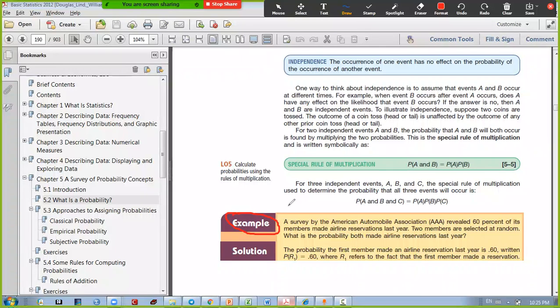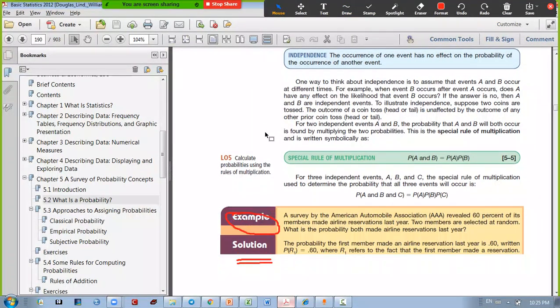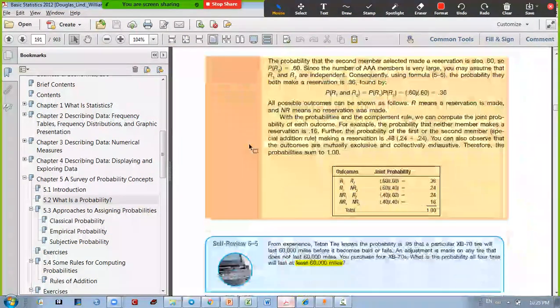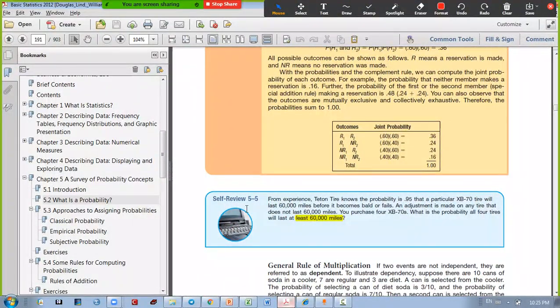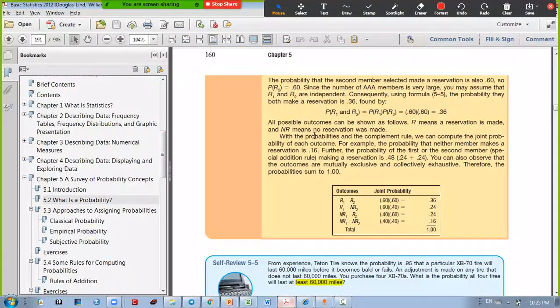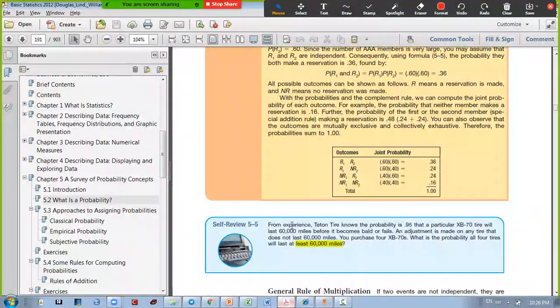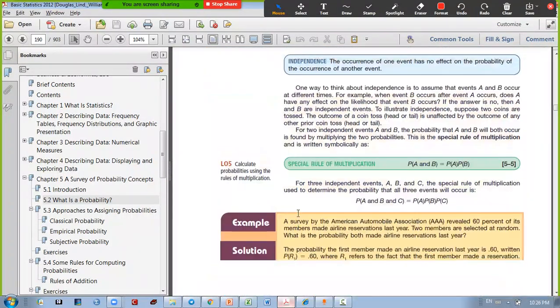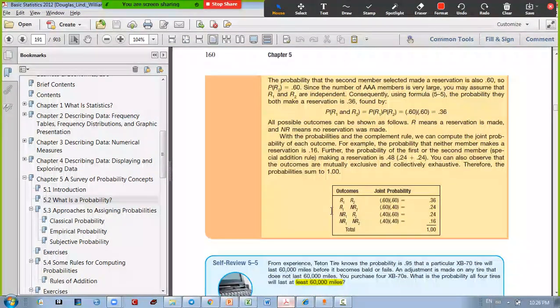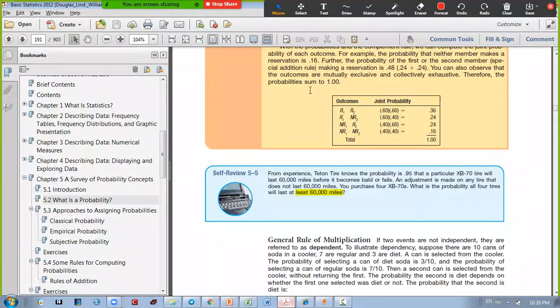Normally in the textbook, when you see an example, it always comes with a solution. And then on 160, you can see Self Review 5.5. So this is your practice. This is what you learn from the example, and then you can practice. If you can answer correctly, that means what you have learned is fine. Okay, this is an example and self review.